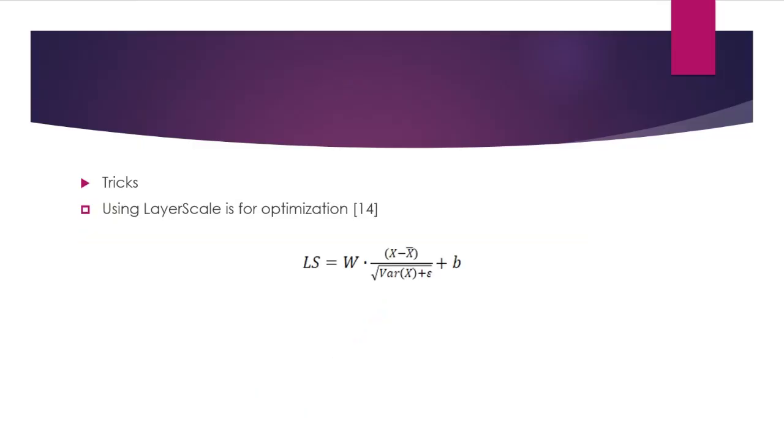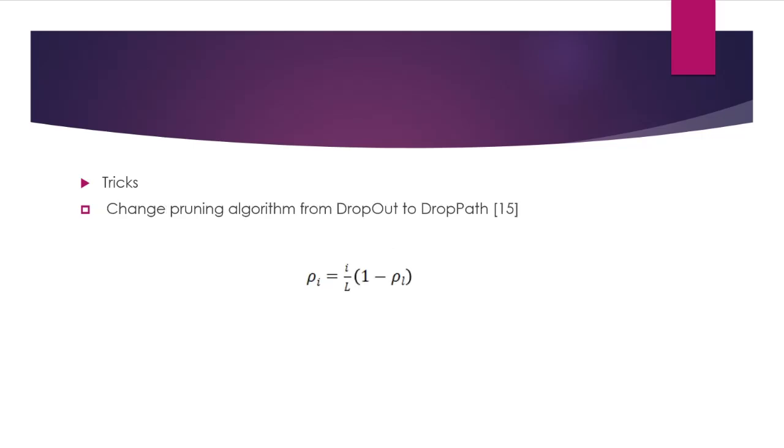Then, the optimization algorithm is updated to layer scale, which is a standardized method to maintain the consistency of the layer values and the magnitude of the gradient. Then, we also update the pruning algorithm to drop path, which can automatically search for dropout patterns by adding an unknown hyperparameter named survival rate.